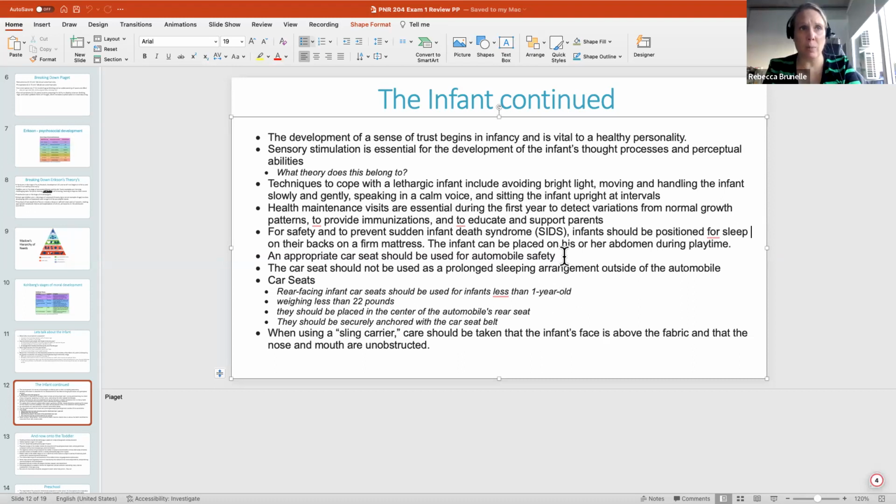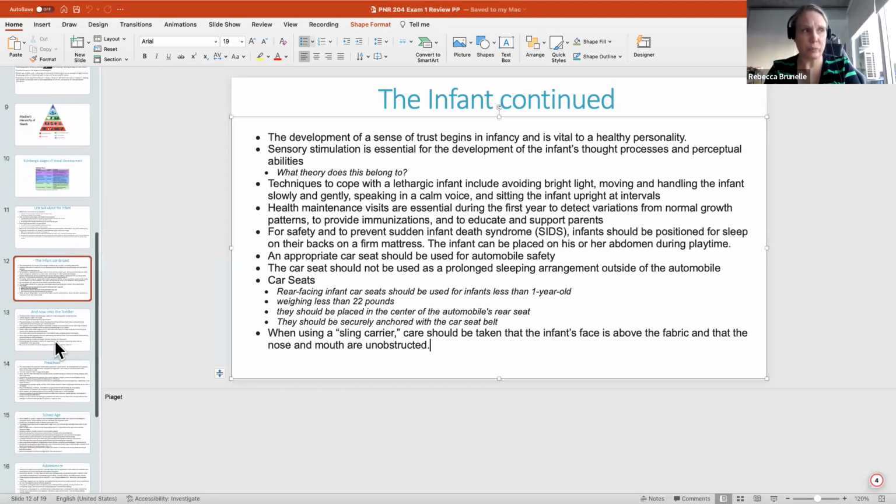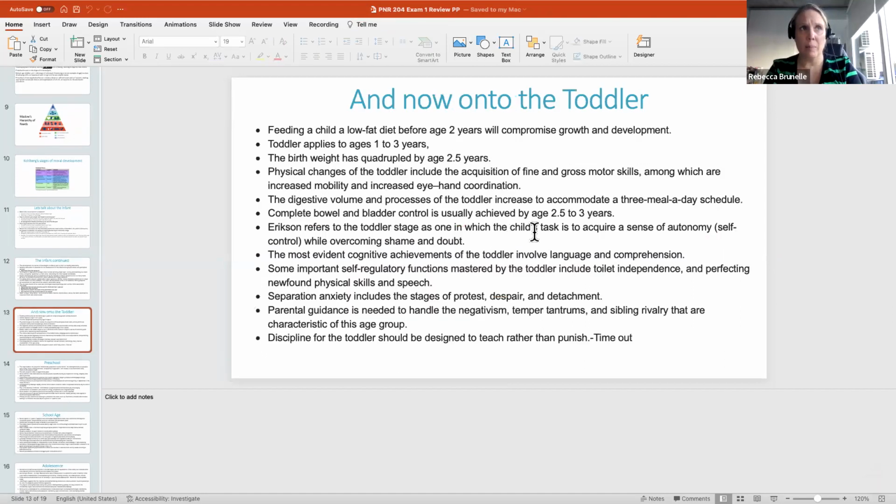And then automobile safety, we do need to know about car seats. So they should be in a rear facing car seat up to 1 year or less than 22 pounds. It should be in the center of the rear seat, and you should anchor it with a seatbelt. And then the sling carrier, does anyone know what these are? These are the carriers that you sometimes see moms put the baby in. So you just need to make sure that the baby's able to breathe, that they're not so squished in there that they're getting suffocated. So this is something that you definitely need to remember.